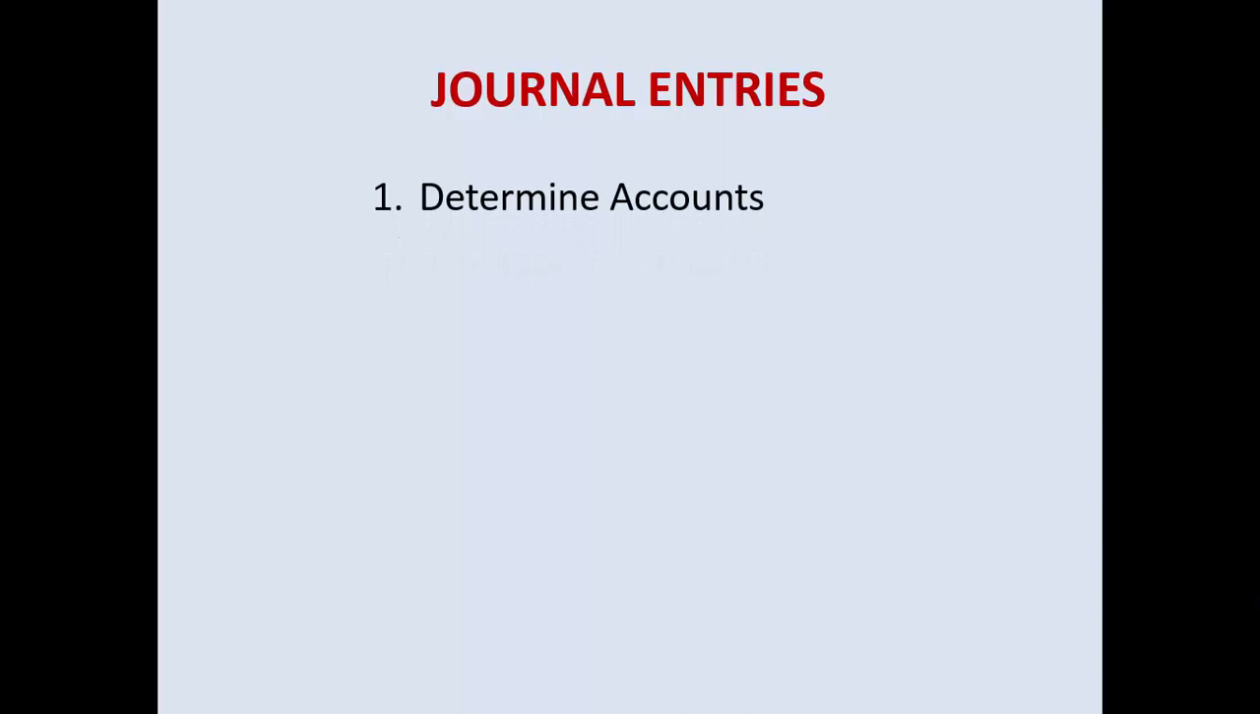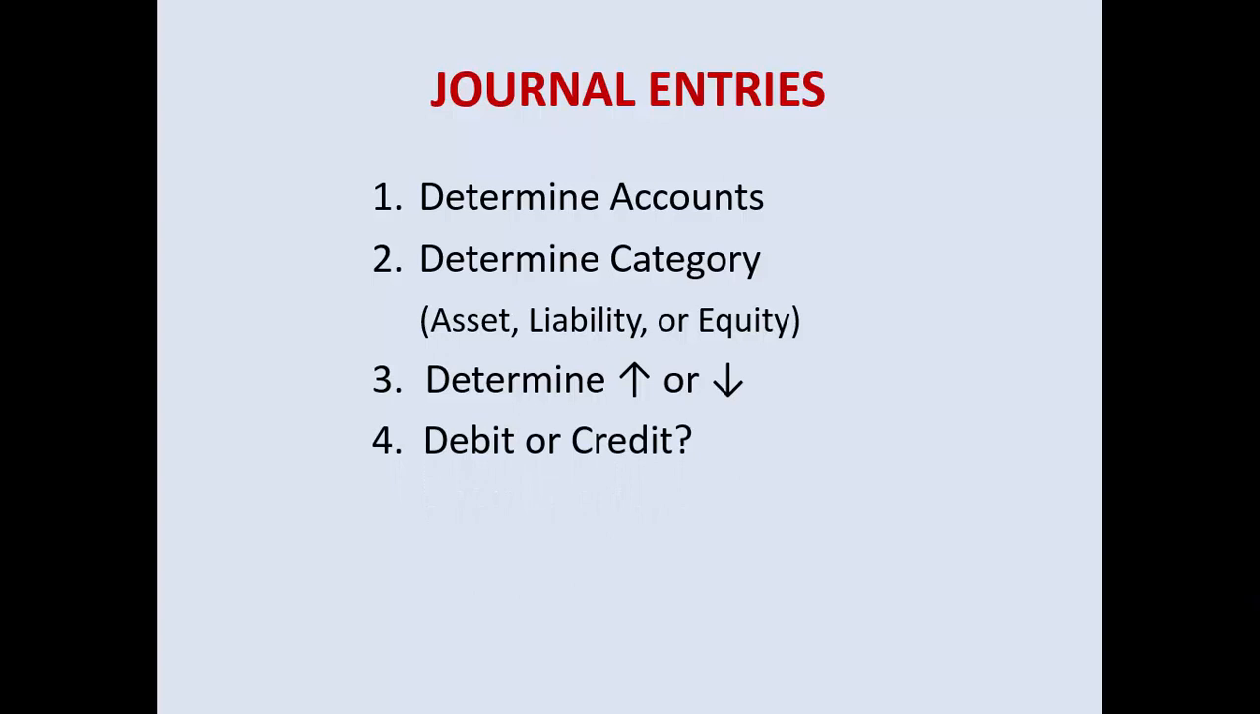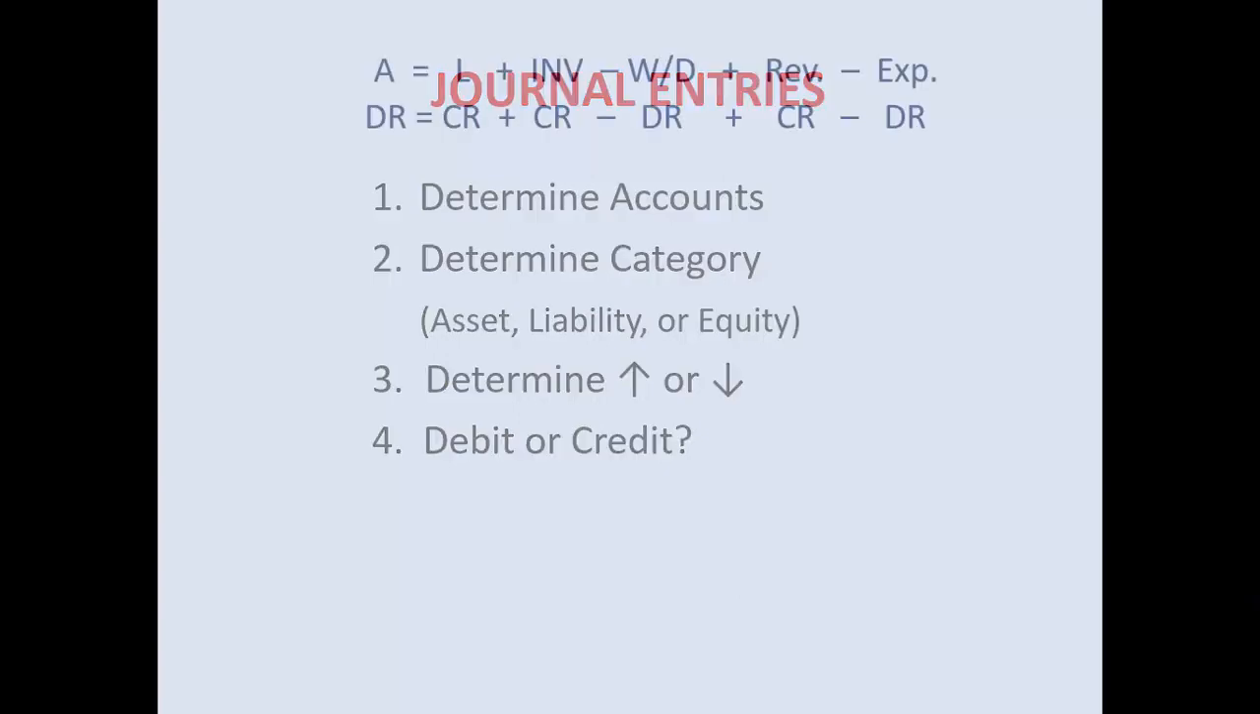So now what about journal entries? Well, there are some steps. First, you have to determine the account that's going to be affected. And this is when you're analyzing the source documents. Then once you determine the account, determine what category that account is in. Is it an asset, a liability, or a component of equity? Determine if it's going up or down based on the transaction, what's happening, and then you can determine if it's a debit or a credit. Now, these are the four steps you're going to take, but after a while, this will just be second nature.